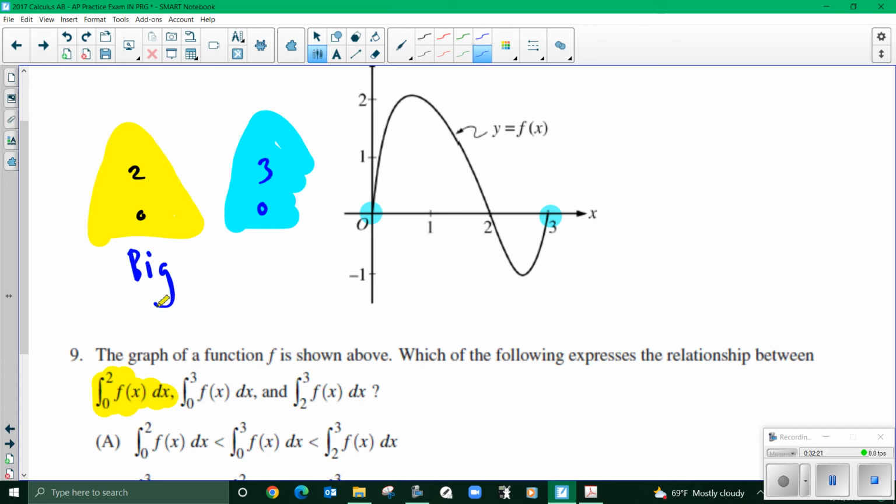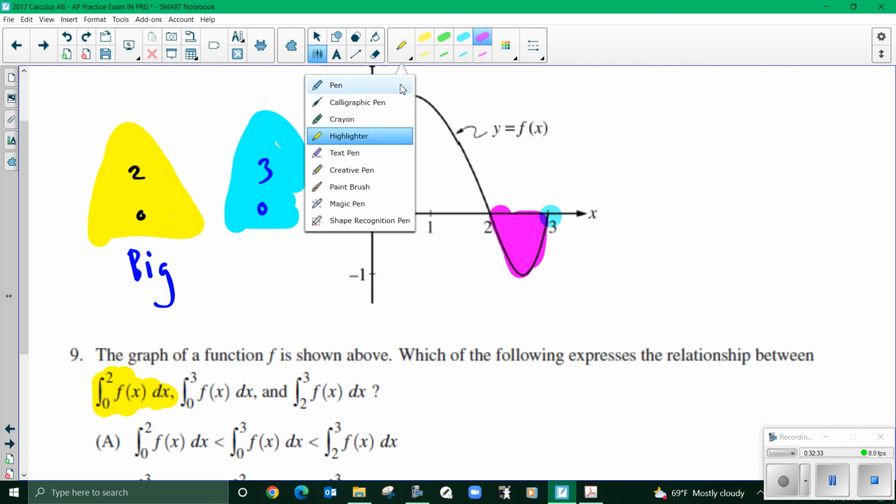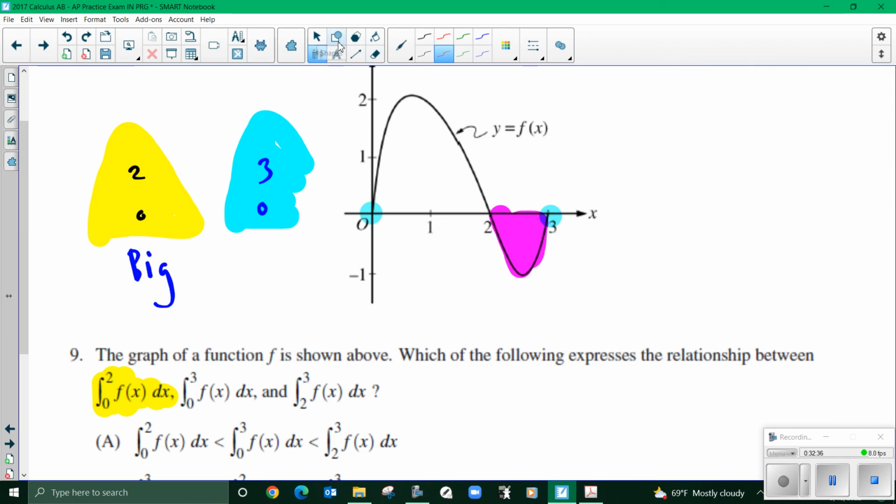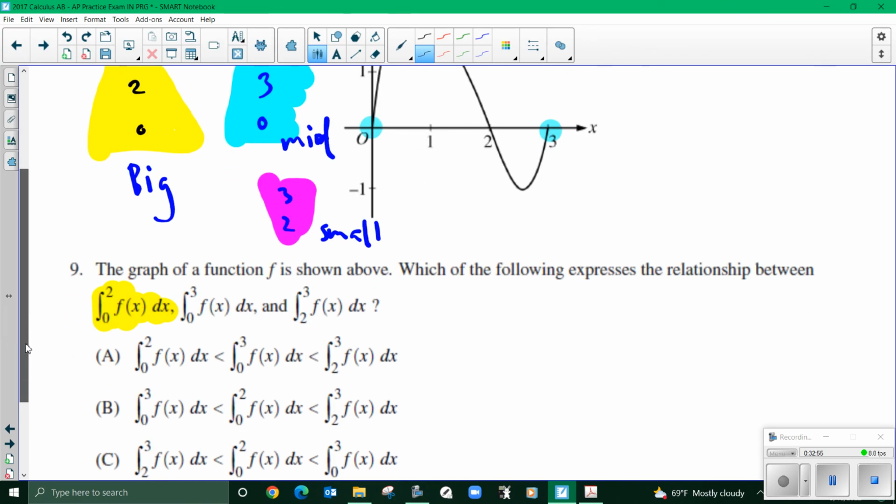The last one says from 2 to 3. I just highlighted this. This is going to be the smallest one. This is also a negative value, but it's the smallest area under the curve. So I'm going to grab this out here, and this is from 2 to 3. This is the smallest, and this would be the mid one. So if I'm going from smallest to biggest, I want 3 to 2 listed first.